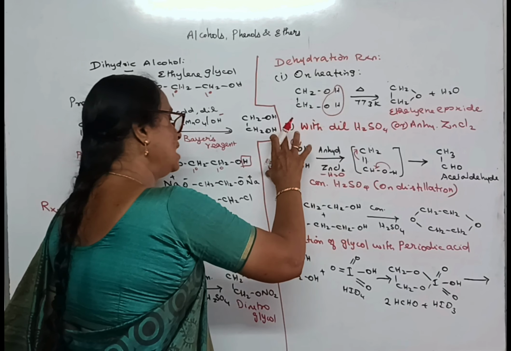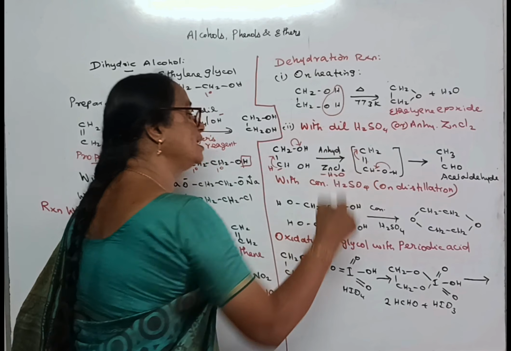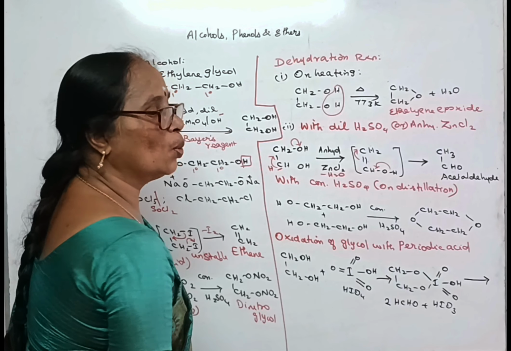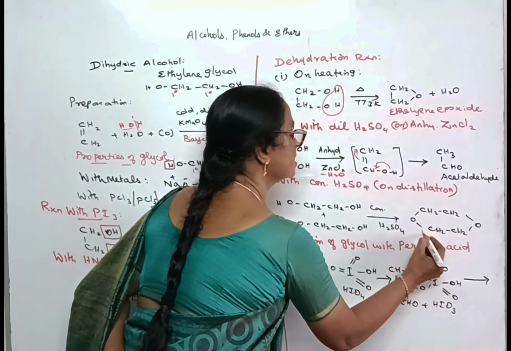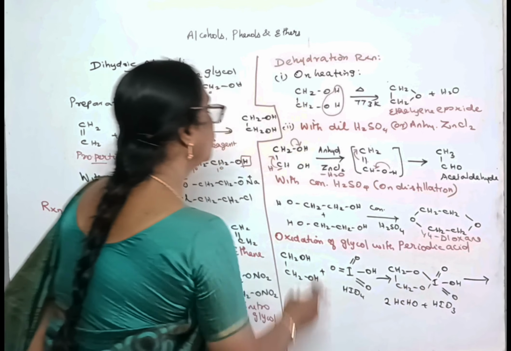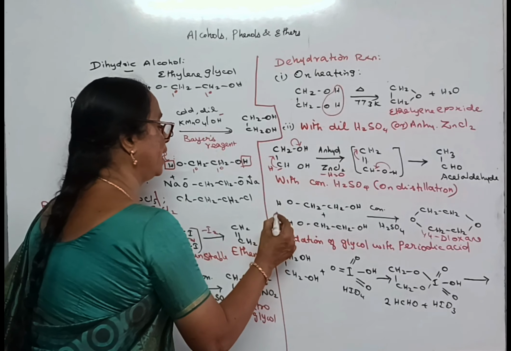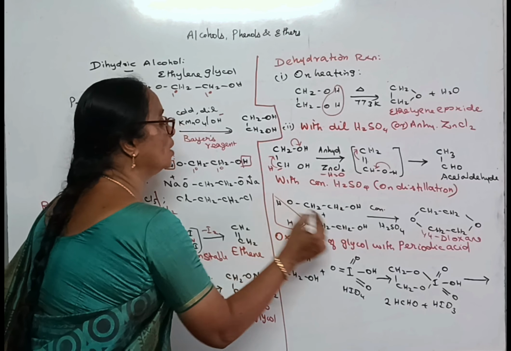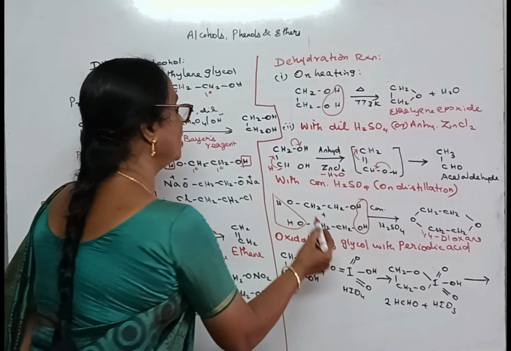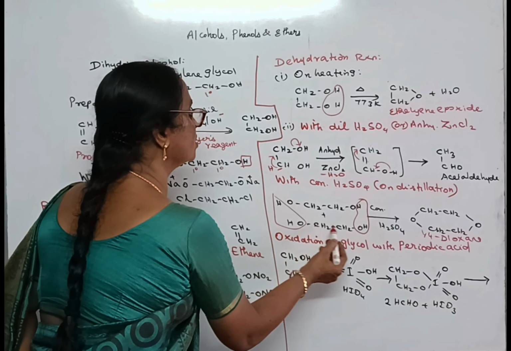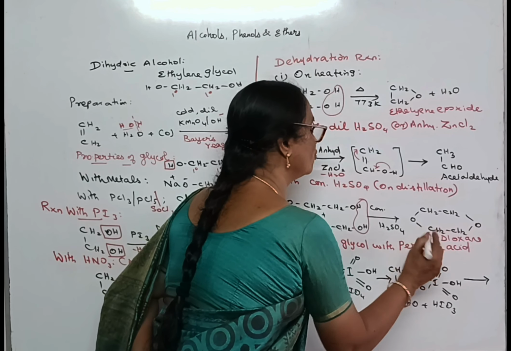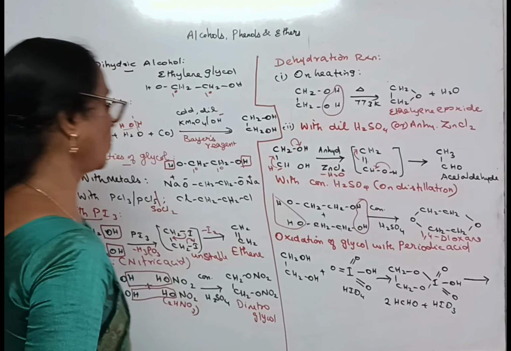Suppose ethylene glycol is treated with concentrated sulfuric acid on distillation, it gives 1,4-dioxane. Here 2 molecules of ethylene glycol are taken, and a loss of a water molecule takes place at both ends of the OH group. So we are getting CH2O, CH2, CH2O, CH2. This is known as 1,4-dioxane.